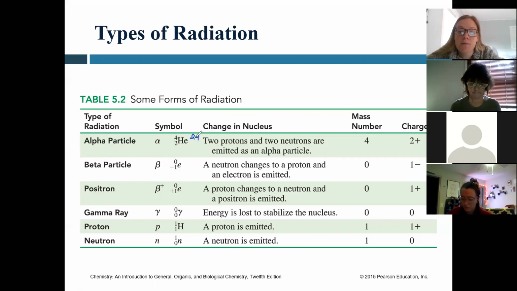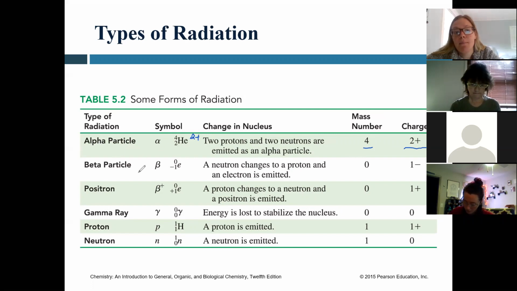So the 2+ isn't written in there, but this is where we have 2 protons and 2 neutrons that are emitted in a little packet. The mass number on this thing is 4 for the 2 protons and 2 neutrons. The charge on it is +2, right? If you have 2 protons and you don't have 2 electrons to counteract it, you'll have a positive charge. This is the biggest, clunkiest of the emissions.